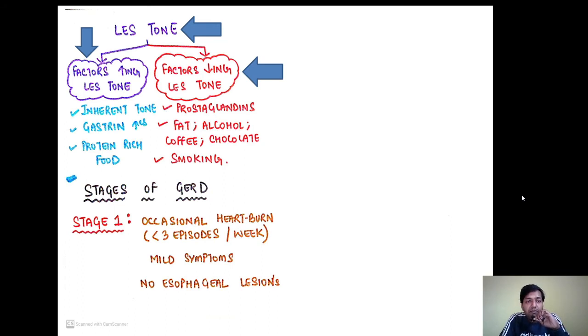Now let us see what are the stages of GERD. There are many stages. So what is stage 1? Stage 1 is when you have occasional heartburn, which is less than 3 episodes per week. You are having just mild symptoms and there is no esophageal lesion. That is stage 1.